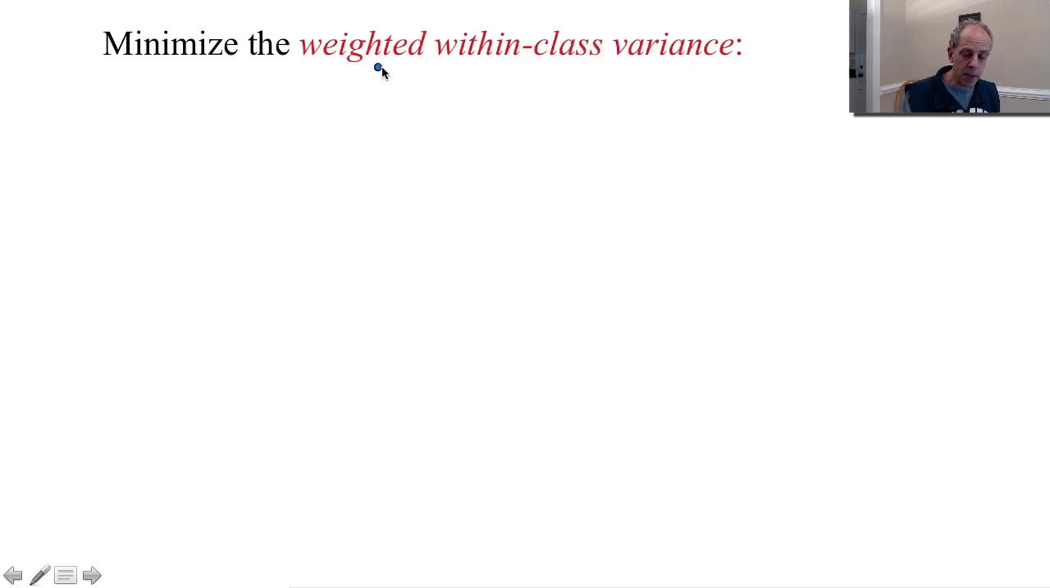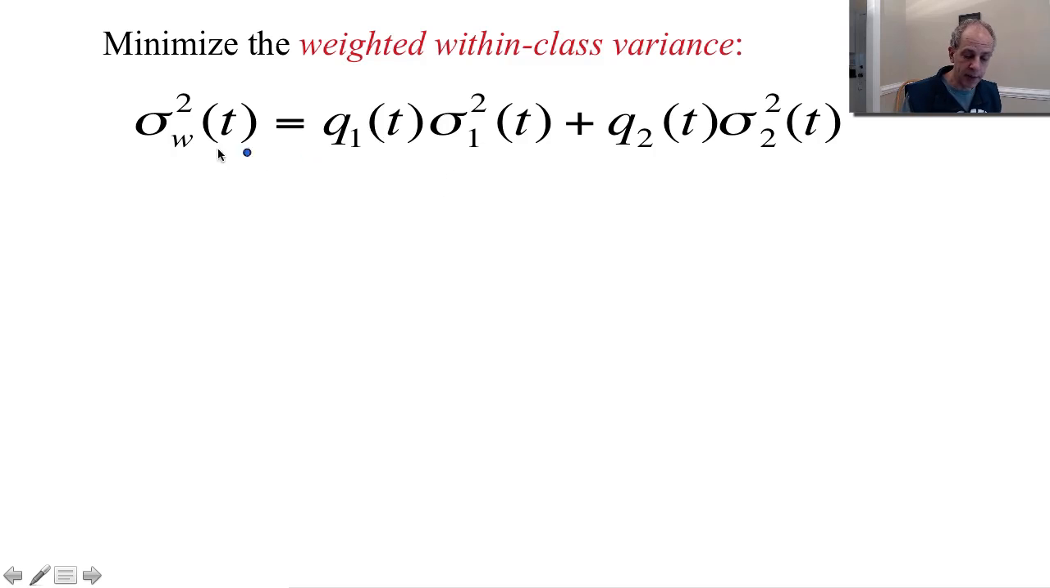We need to minimize the weighted within class variance. We assume 2 classes, and we need to minimize the weighted within class variance. So what's that class variance? It's defined here. T is going to be the threshold, that's the threshold we are looking for. If we have a regular image, it's going to be some value between 0 and 255.